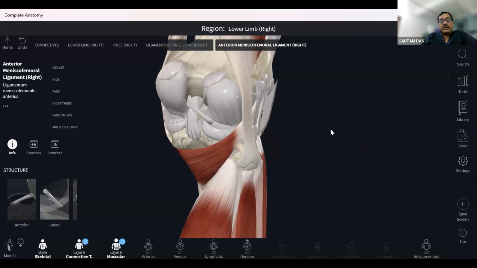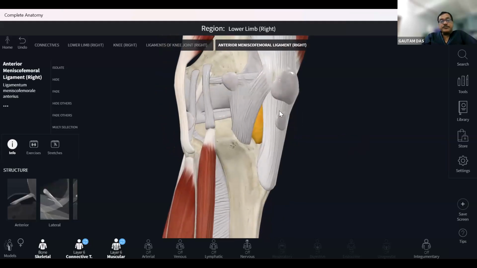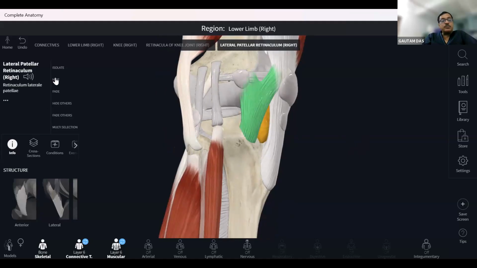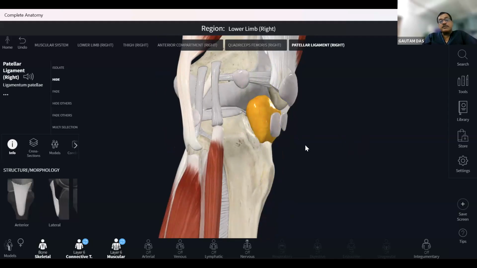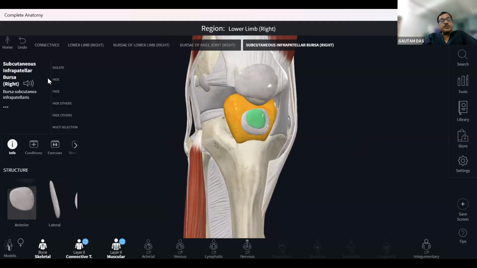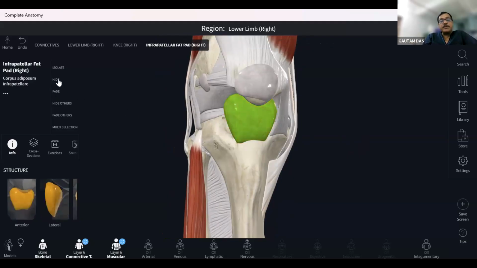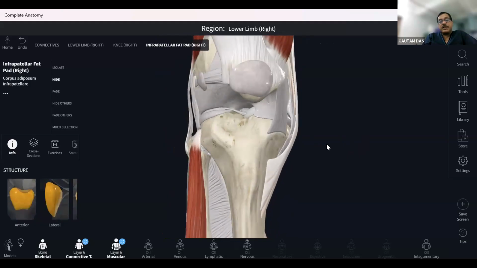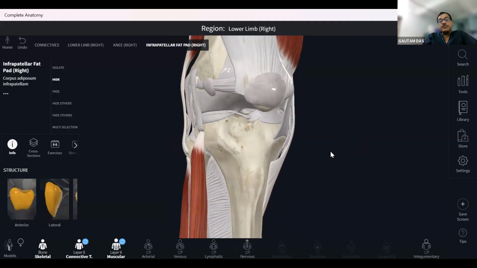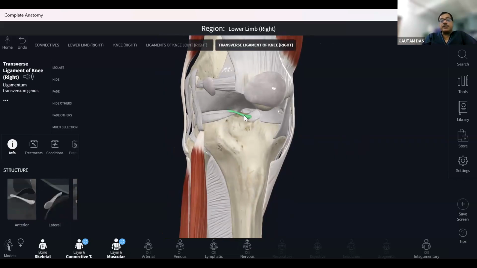Now, if I'm going anteriorly, the anterior cruciate ligament is there. So let me remove all those things so that you will be able to see the anterior cruciate ligament. So let me remove this. This fat pad is known as the Hoffa's fat pad. This is your Hoffa's fat pad. So now if I'm removing this Hoffa's fat pad, then we will be able to see one ligament here. That is the transverse ligament of the knee. This is again a very important part, the transverse ligament.